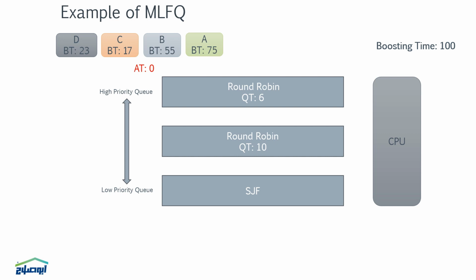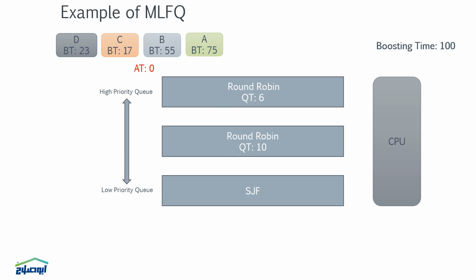The highest priority queue uses a round-robin scheduling algorithm with a quantum time of 6 units of time. The second highest priority queue uses a round-robin scheduling algorithm with a quantum time of 10 units of time. The lowest priority queue uses a preemptive shortest job first algorithm.